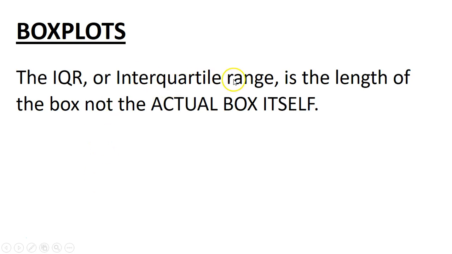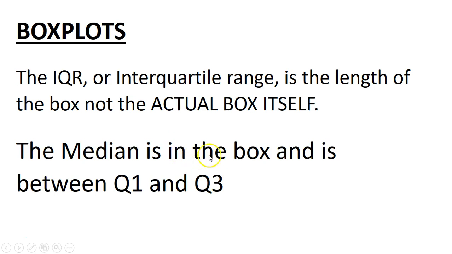The interquartile range is the length of the box, but it's not the actual box itself. The interquartile range is just the length of the box, but it's not the box. The median is in the box, right? That median is in the box, between quartile 1 and quartile 3.